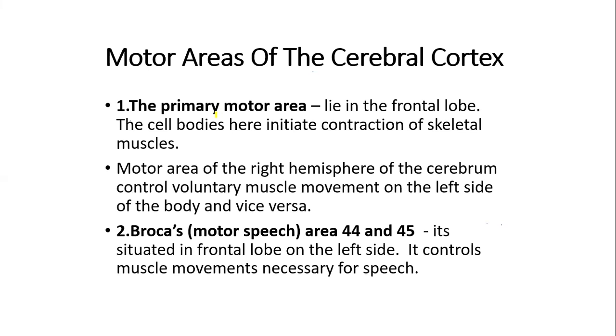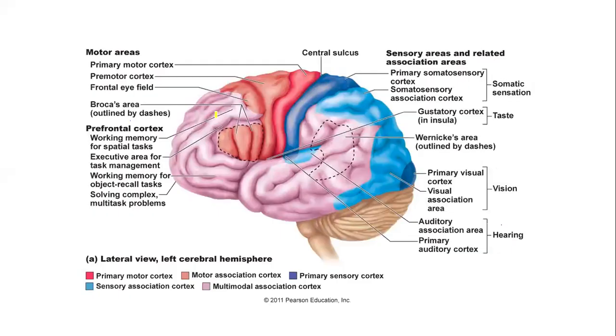The primary motor area lies in the frontal lobe. The cell bodies here initiate contraction of skeletal muscles. The motor area of the right hemisphere of the cerebrum controls voluntary muscle movement on the left side of the body, and vice versa. Second, Broca's motor speech area, areas 44 and 45. They are situated in the frontal lobe on the left side. It controls muscle movement necessary for speech.